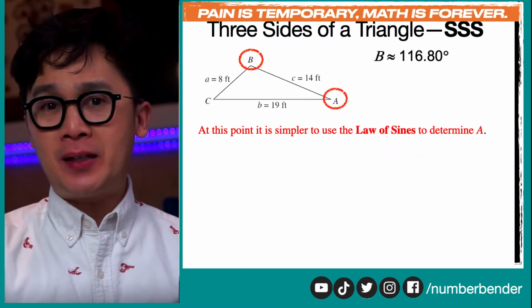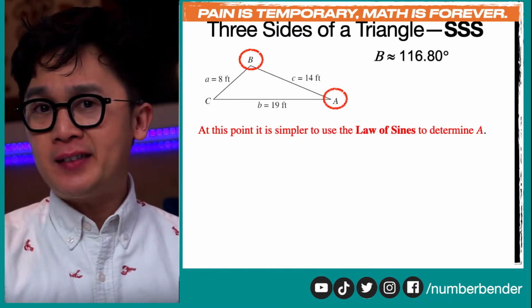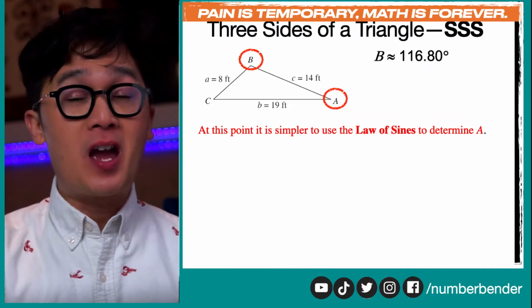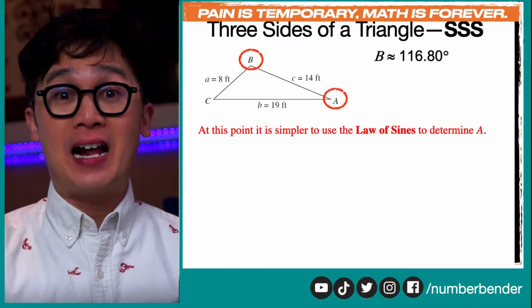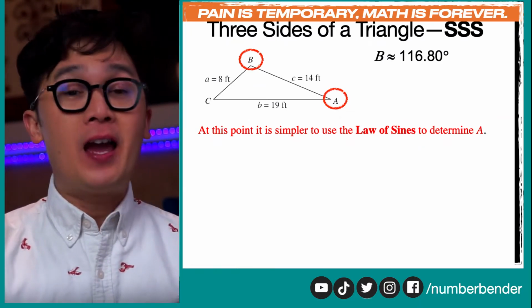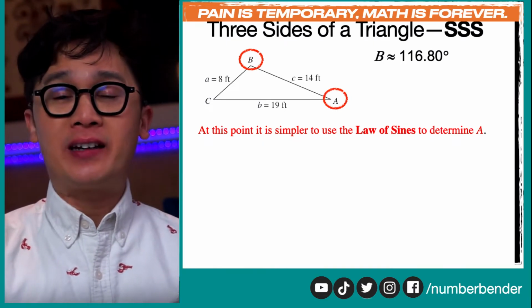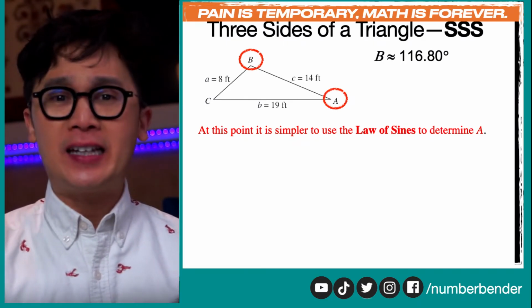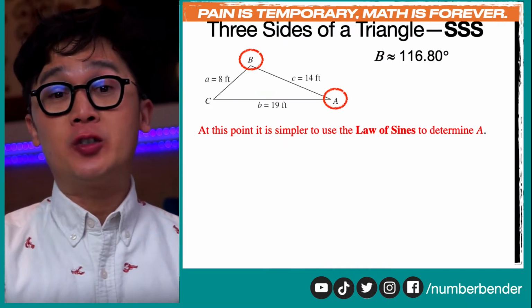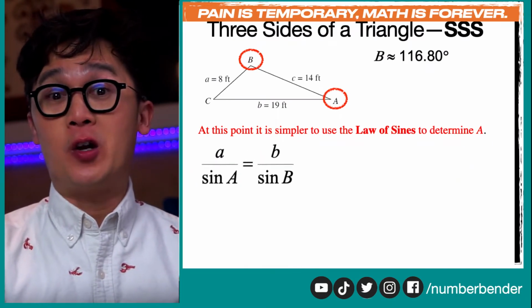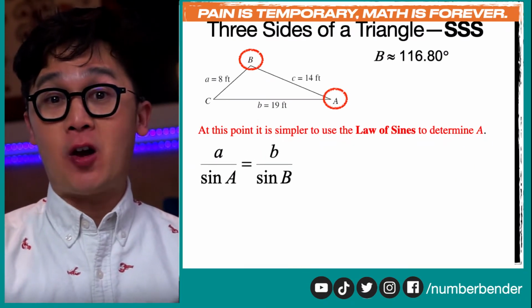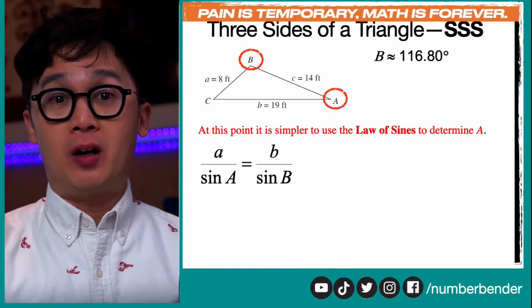Now, are we limited to using the law of sines to find angle A? No. If you want to use the alternative formula, cosine A, you may do so, but in this particular case, we know that the law of sines is easier to use to solve problems similar to this one. So what we're going to do is replace all our values in our law of sines.